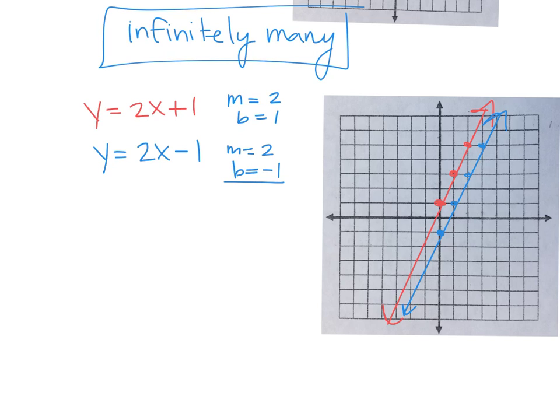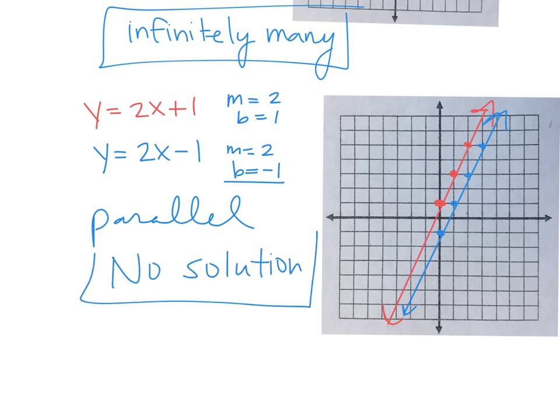Okay, so because they are parallel, you would say no solution. How is that no solution? Because they're never going to meet. Our solutions are where they meet, and they never meet.